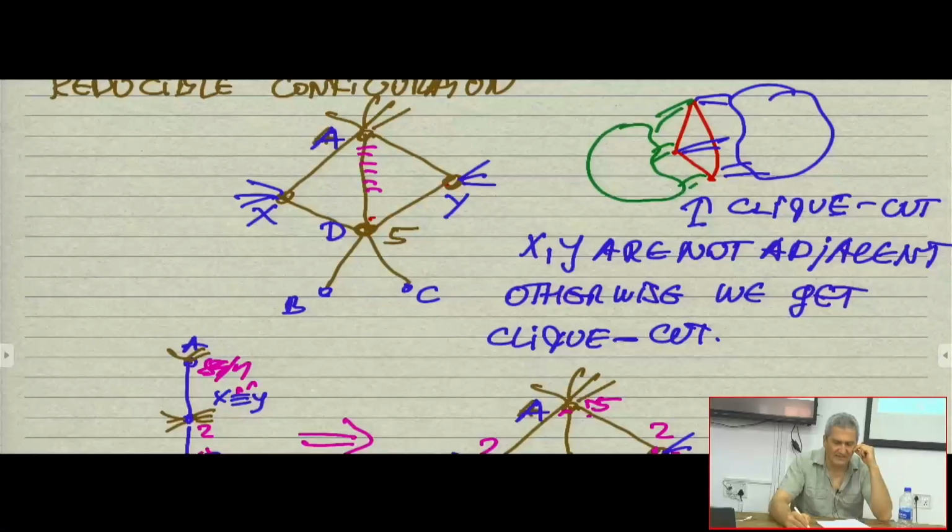You identify this like this. You remove this, and inside the face, you identify. In order to preserve that your new graph will still be planar.